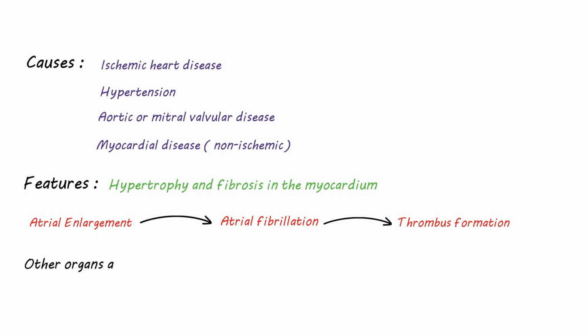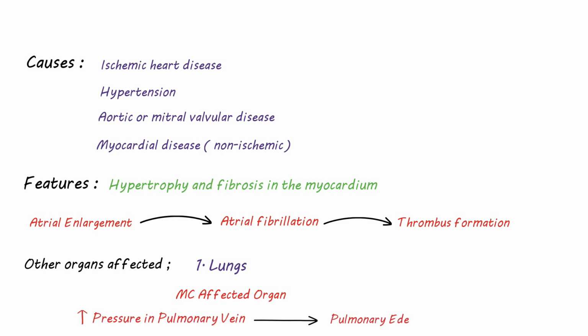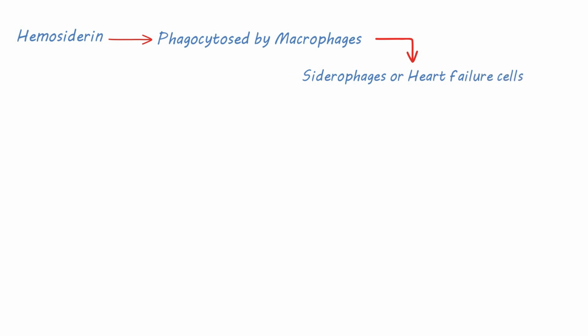The other organs affected include lungs. It is the most commonly affected organ. The increased pressure in the pulmonary vein causes pulmonary edema. The edema fluid accumulates in the alveolar space. There is leakage of hemosiderin and other iron-containing particles, which are phagocytosed by macrophages. The iron gets converted to hemosiderin, leading to formation of siderophages or heart failure cells.